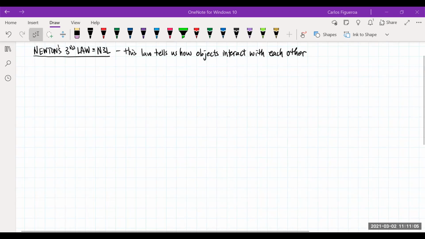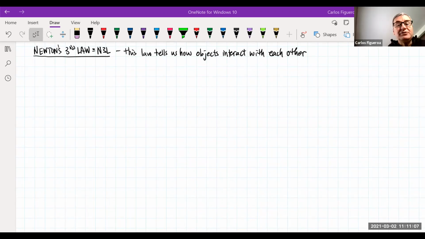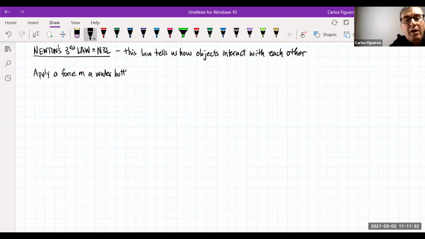When we're looking at Newton's third law, it's the law that tells us how objects interact with each other. So let's think about this. What I want to do here is apply a force on a water bottle and push it with my hand. So I'm going to apply a force on a water bottle and push on it.